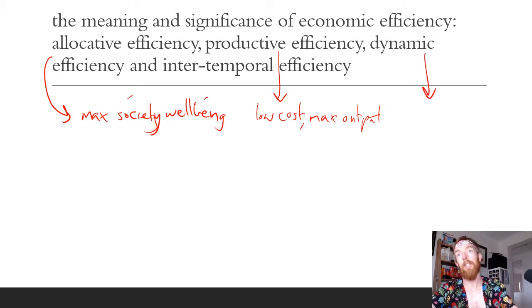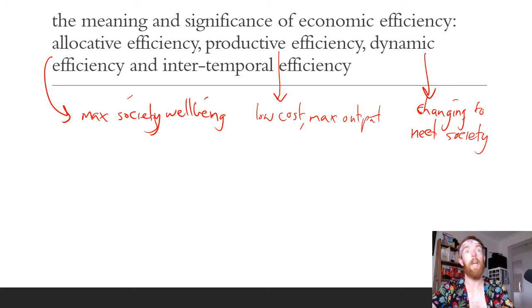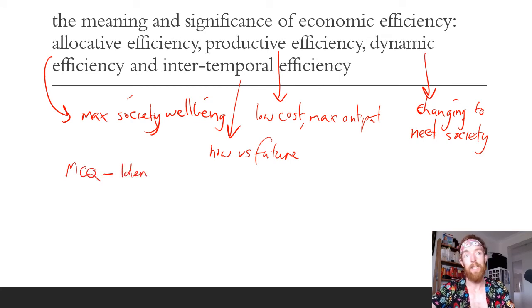Dynamic efficiency is changing to meet society's changing needs and wants. And intertemporal efficiency is balancing now versus the future. In terms of multiple choice questions, it's usually just identifying which one. It's really just giving a situation and saying which efficiency it is.